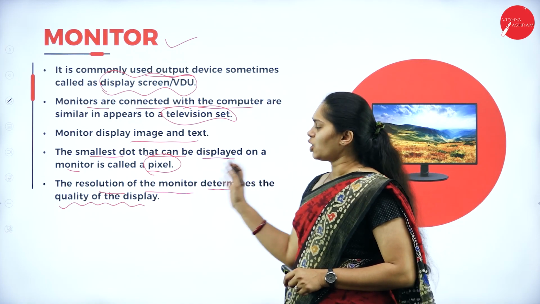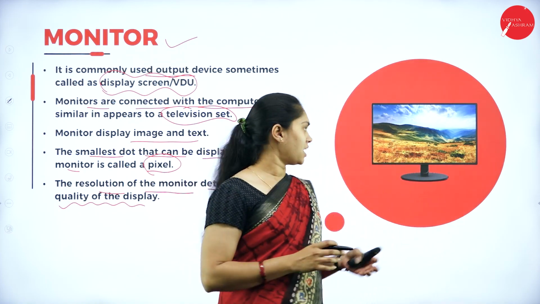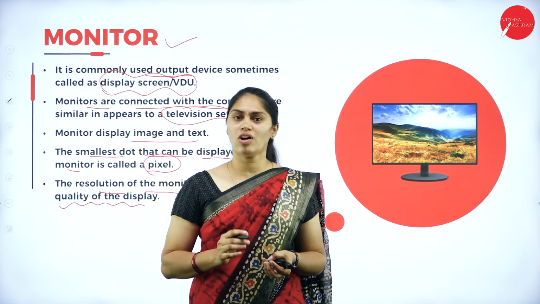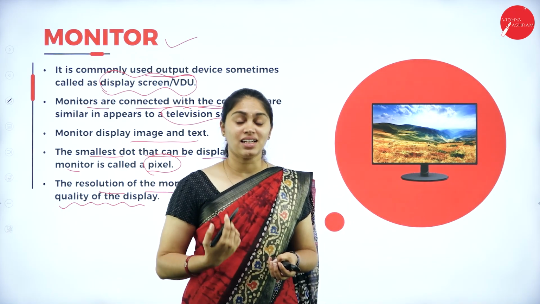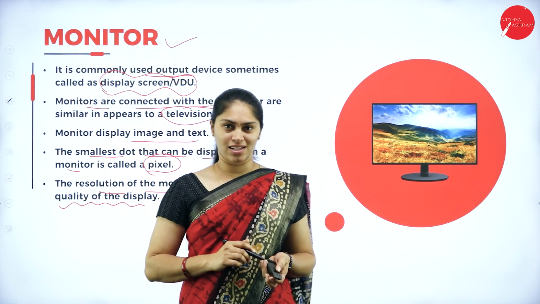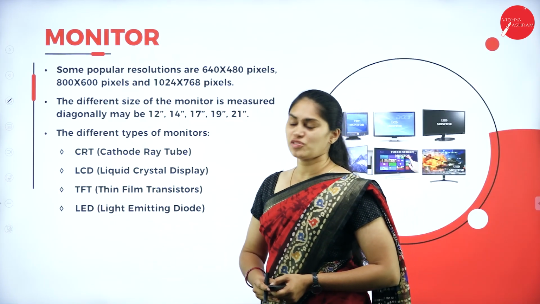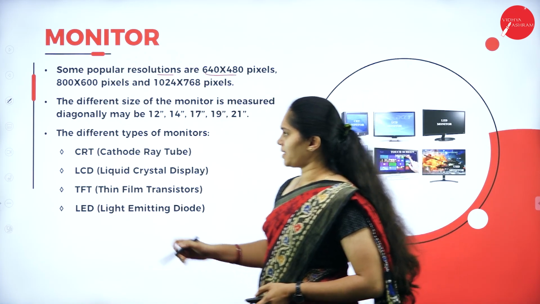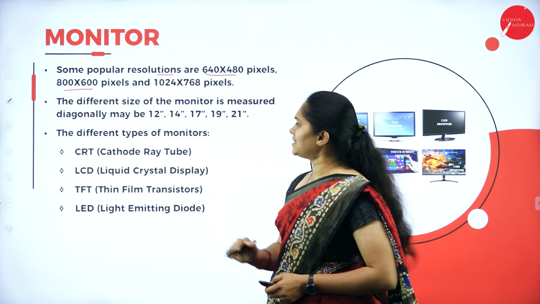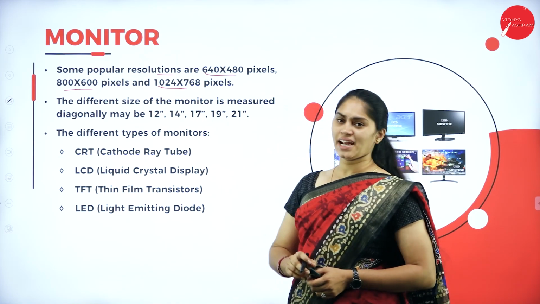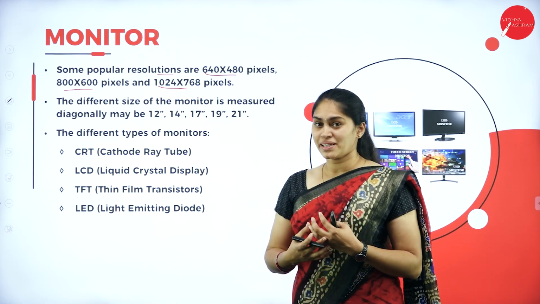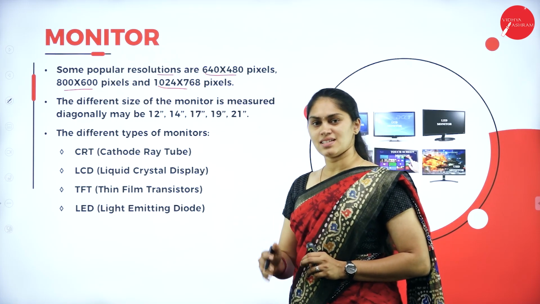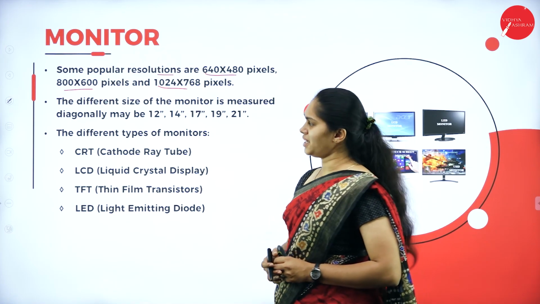That determines the quality of a display. If you see this image, that specifies the quality of that image. So when we have more dots, more pixels, the quality is going to increase. Here you can see some of the popular resolutions: 640 by 480 pixels, 800 by 600 pixels and 1024 by 768 pixels. When the number of pixels is high, the resolution will be high. If the resolution is high, the quality will be high as well.